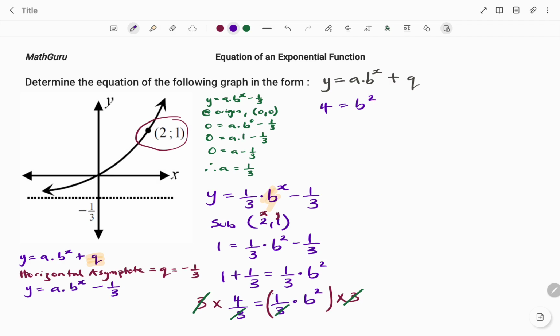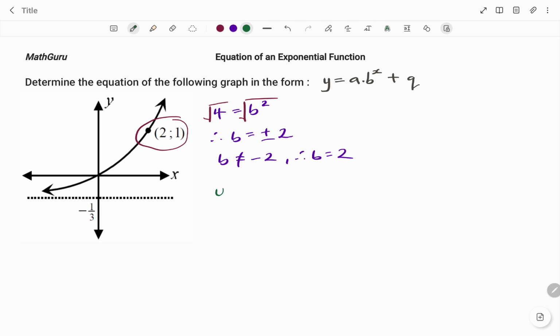To find the value of b, I'm going to find the square root of both sides. So, therefore, my b equals plus or minus 4. I'm going to correct that. The square root of 4 is 2, not 4. So that's plus or minus 2. Then b cannot be equal to negative 2, so therefore the value of my b equals positive 2.